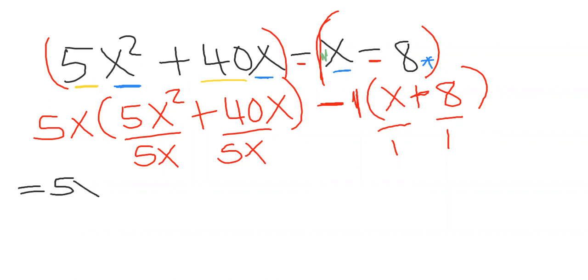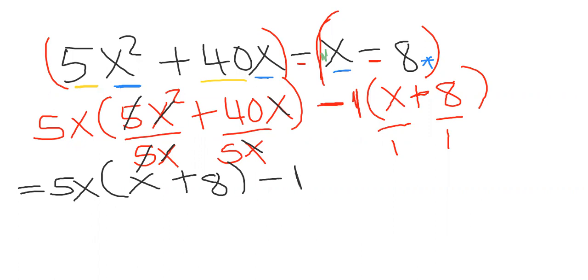We still have our 5x here. This 5 cancels this 5. x squared divided by x, we get an x, then plus 40 divided by 5, we get an 8. Then this x cancels that x because they are like terms. And we said like terms cancel each other, or if the numerator and the denominator are the same, they cancel out.